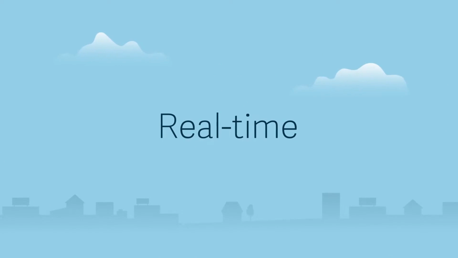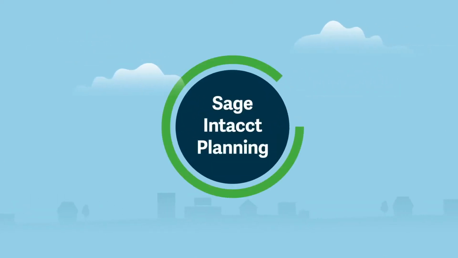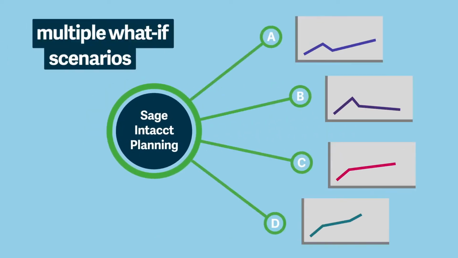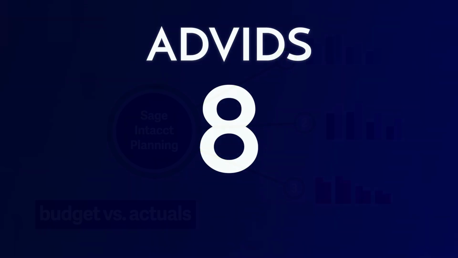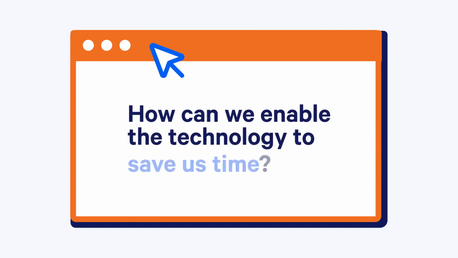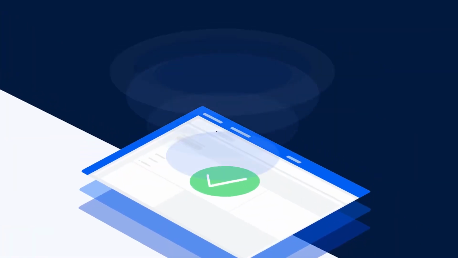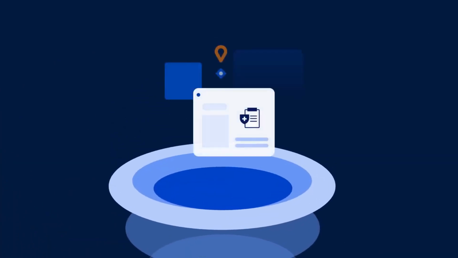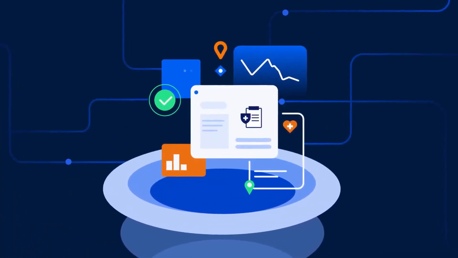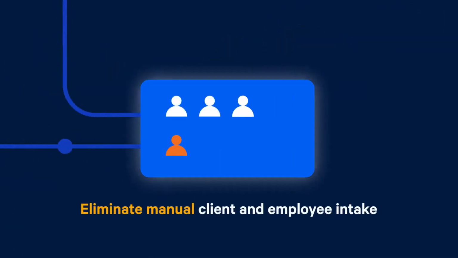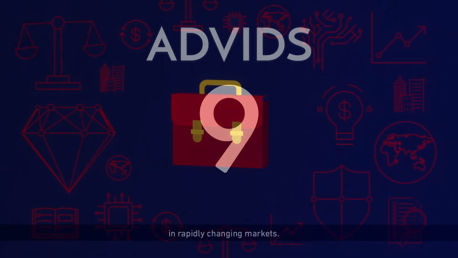Sage Intacct Planning uses data from any accounting system or integrates directly with Sage Intacct Core Financials, so your current financial data can be used in real time to populate multiple what-if scenarios or budgeting and supervising care one click at a time. How can we enable the technology at our fingertips to save us time? With AlayaCare, you have built-in, ready-to-go tools that open up avenues to efficiencies. Use your preferred Forms tool apps to automatically add changing markets.